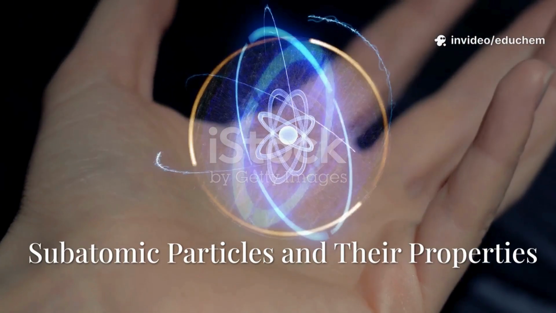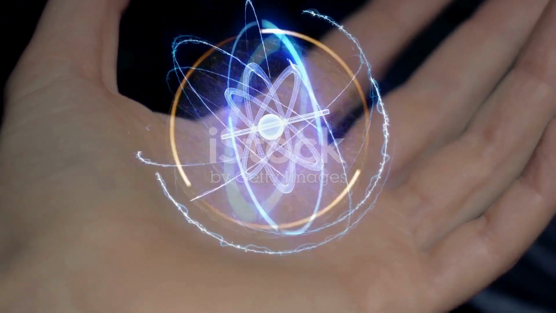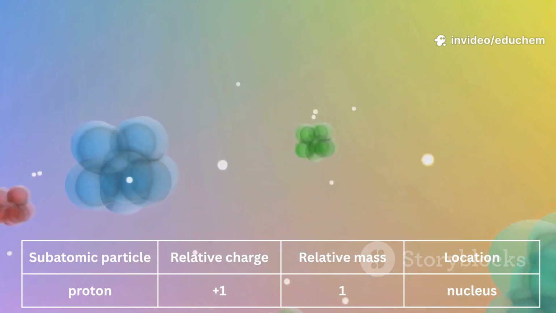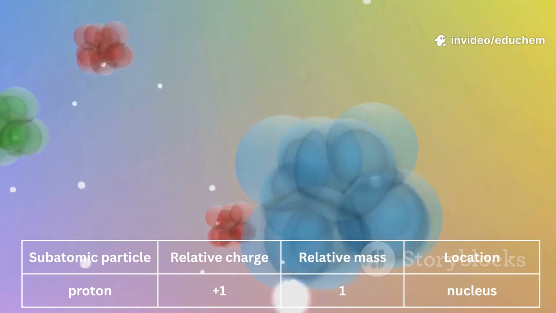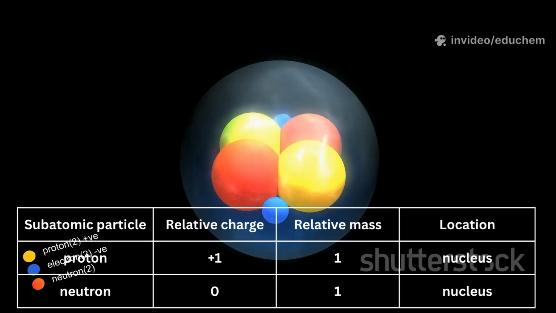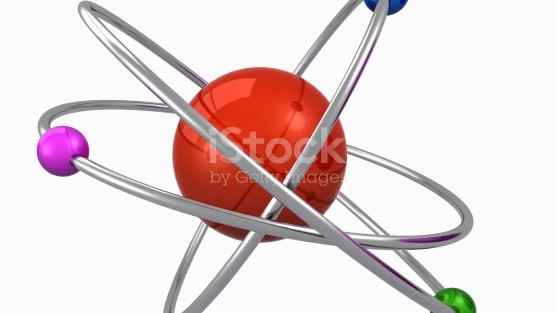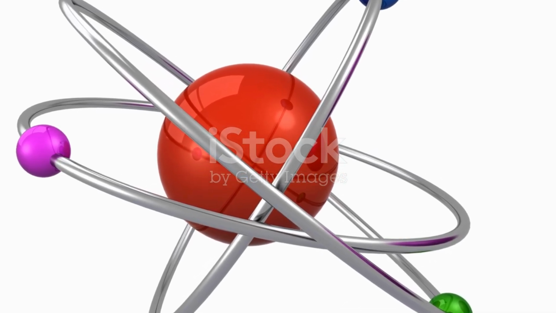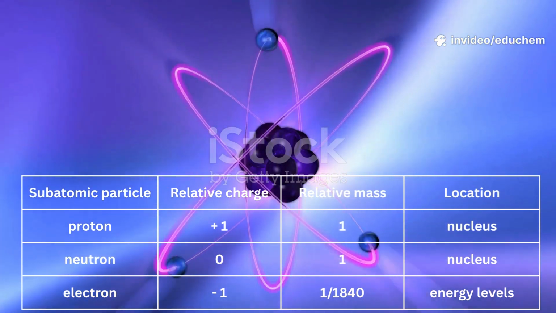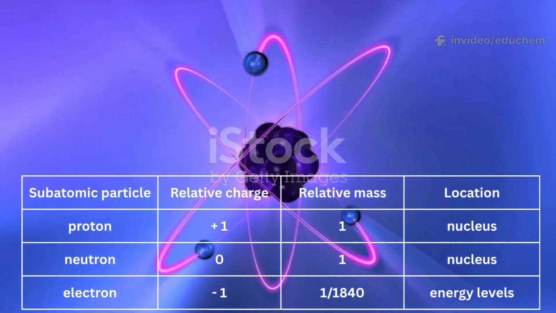Now let's break down the atom into even smaller parts, called subatomic particles. There are three main ones you should know. Protons are positively charged, have a relative mass of 1, and live in the nucleus. Neutrons have no charge, they're neutral, and also live in the nucleus with a relative mass of 1. Together, these particles are called nucleons. Electrons are negatively charged and zoom around the nucleus in orbits or energy levels. Their mass is significantly less than protons or neutrons.